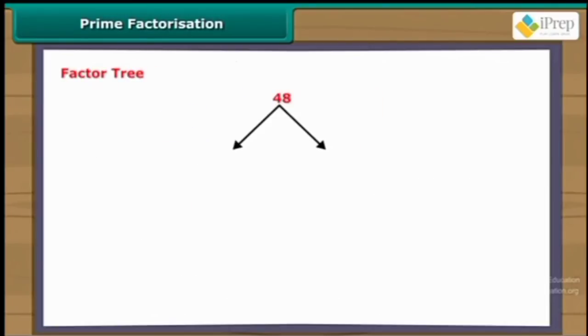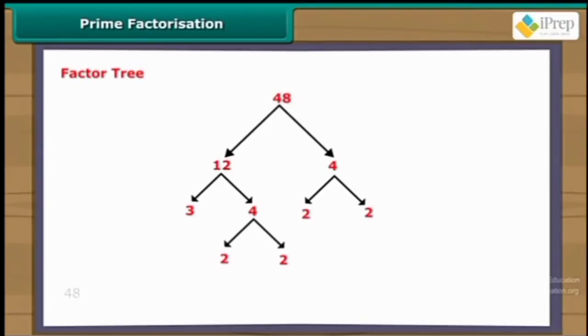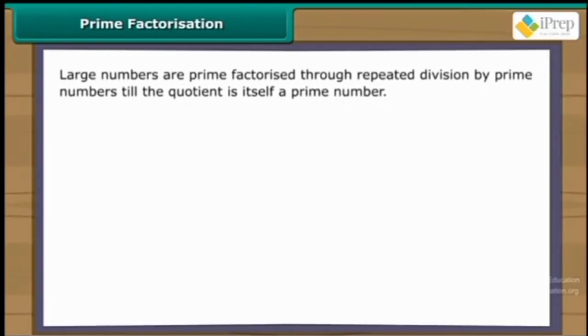Prime factorization can also be expressed graphically with the help of a factor tree. Large numbers are prime factorized through repeated division by prime numbers till the quotient is itself a prime number. Let us prime factorize 430 by division method. First, we divide 430 by the prime factor 2. Next, we divide the quotient 215 by the prime factor 5 to get the quotient 43.